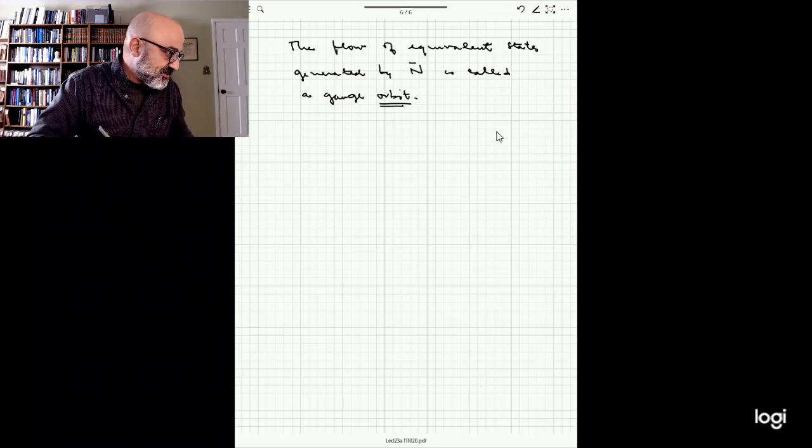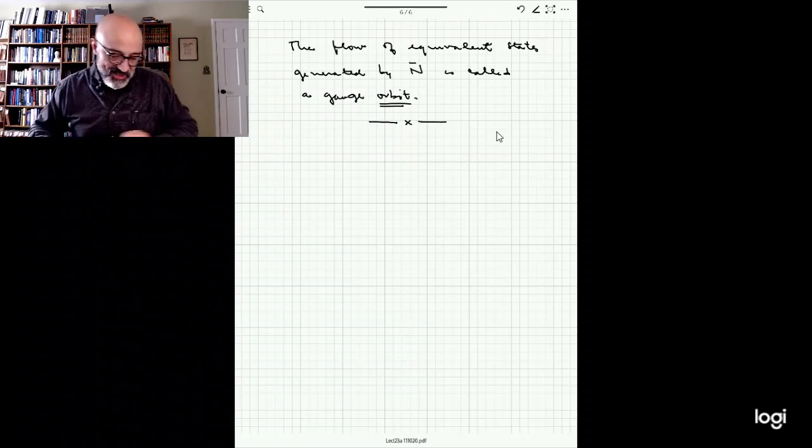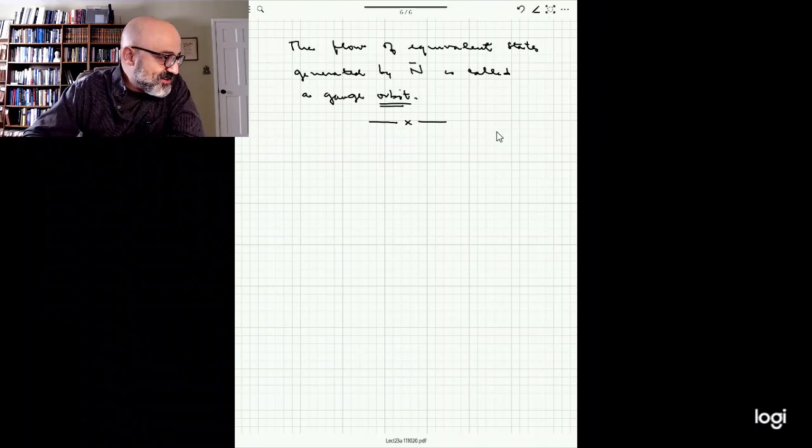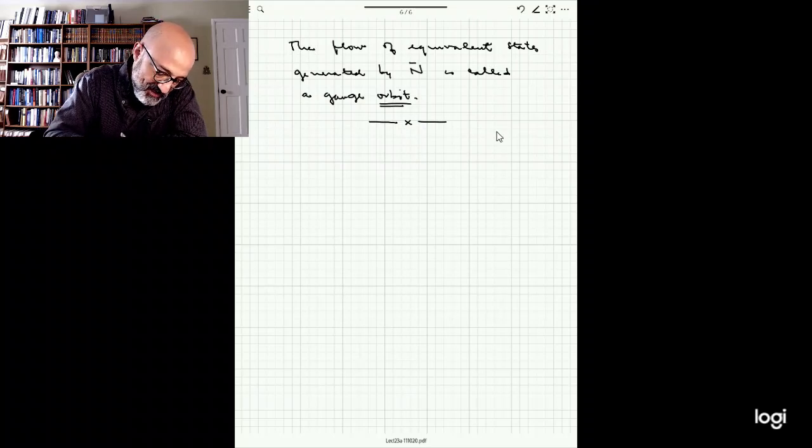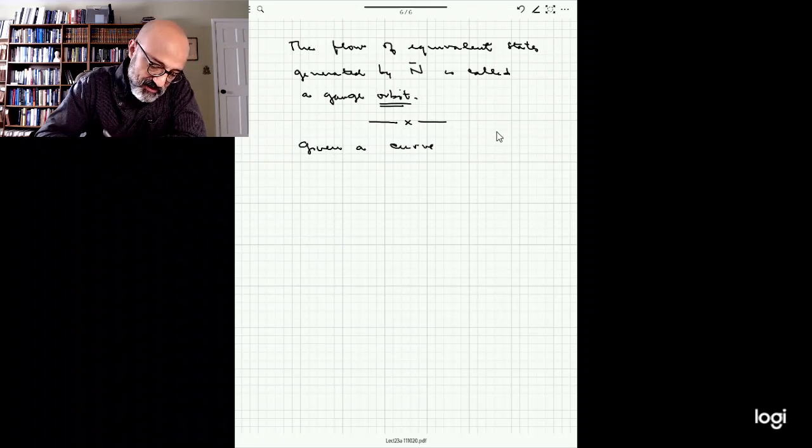And so now what we would like to study is the following. If you have a vector field, if you have a certain curve, and let's call the curve x as a function of, generic. Let me see.